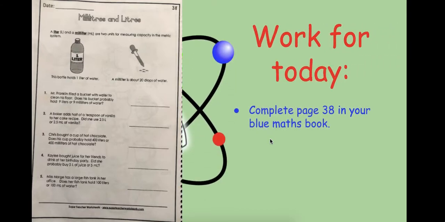Okay, so your work for today. You are going to complete page 38 in your blue maths book. You're going to write today's date, which is 14-07-2020. And you're going to have a look here on page 38. A liter and milliliters are 2 units for measuring capacity. So a bottle holds a liter, and milliliters about 20 little drops of water in that thing.